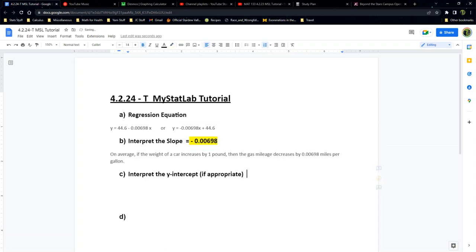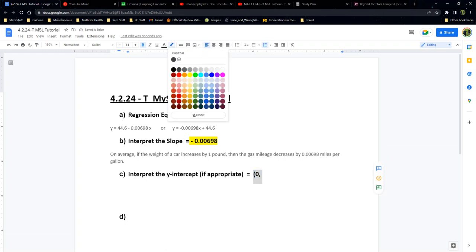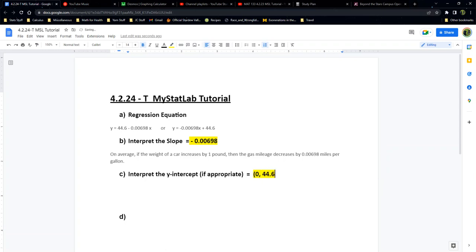The y-intercept, let me just say what the y-intercept is. The y-intercept is always (0, comma), right? Because it has to be, because it's a point on the y-axis. So the x value is 0, and it would be 44.6. So it's a point. And the problem, as per usual, is the 0. The weight of a car cannot be 0, right? It wouldn't exist. So the weight of a car cannot be 0. That would mean the car does not exist.